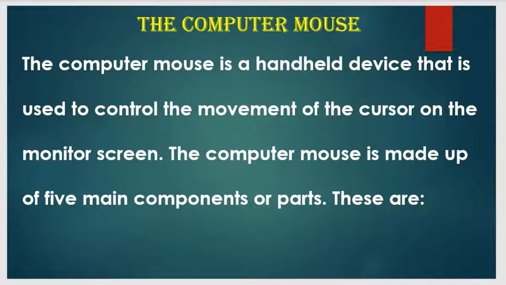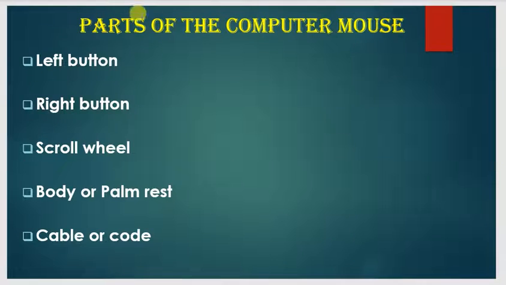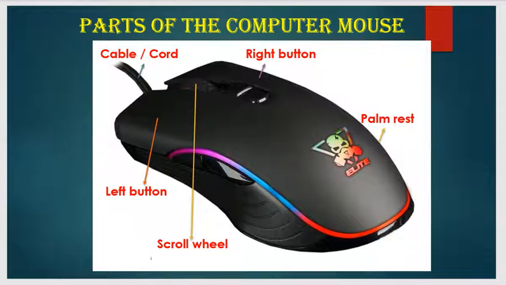So the mouse is basically made up of five main components. So look at the parts of the mouse. So the first one, we have what we call the left button. Okay, we have the left button, we have the right button, we have the scroll wheel, we have the body or the palm rest, then we have the cable or the cord. So let's have an image of the parts of the computer mouse.